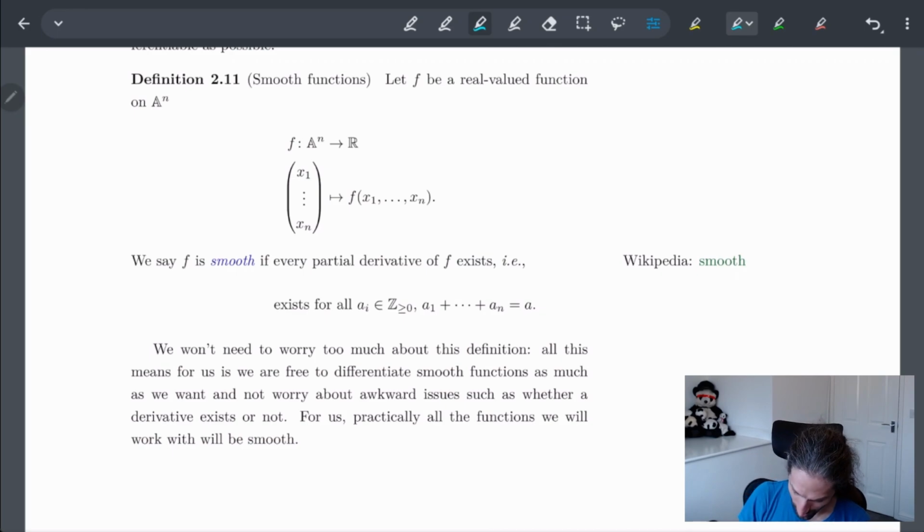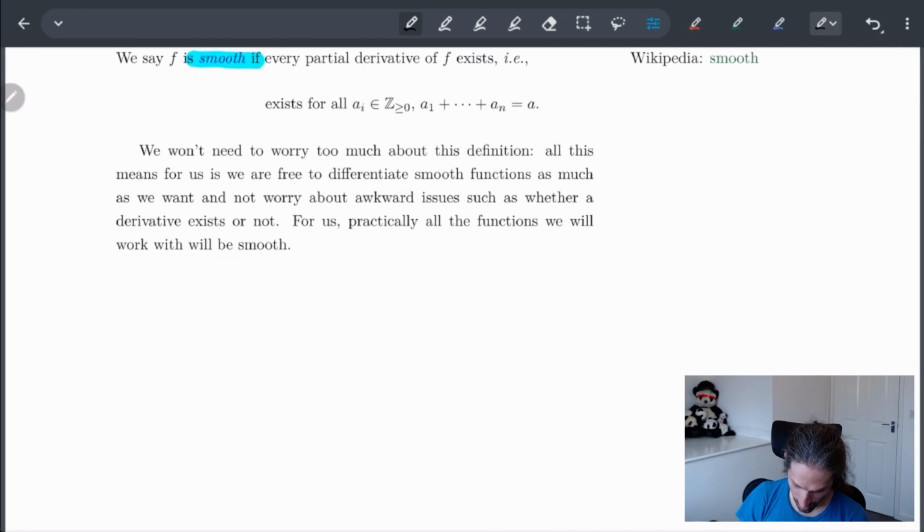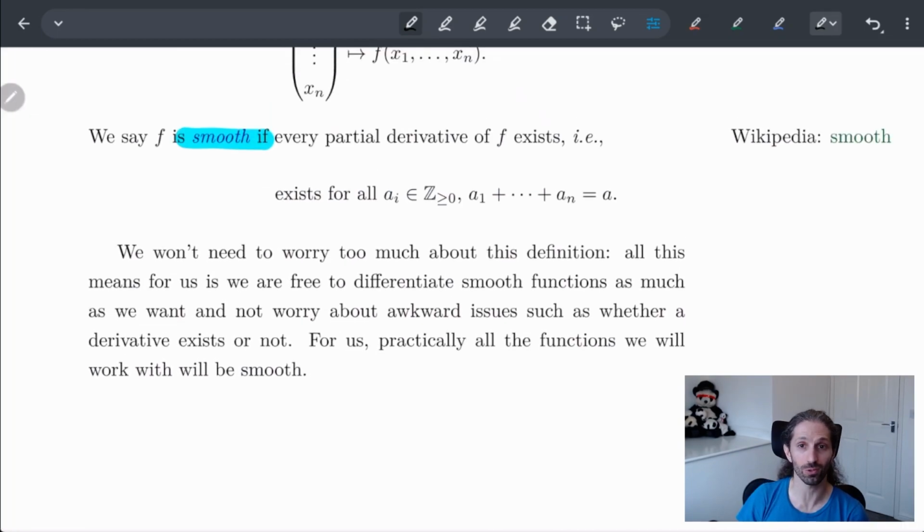So what we're going to do is we're going to say a function f is a real valued function on R^n. So we go from some vector or some point x1 to xn to f of x1 to xn. We're going to say f is smooth if every partial derivative of f exists. So let's see how well you remember the partial derivative notation.